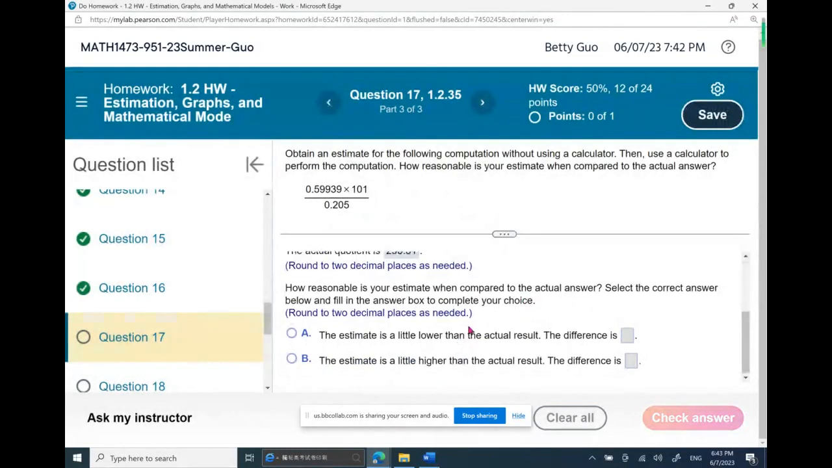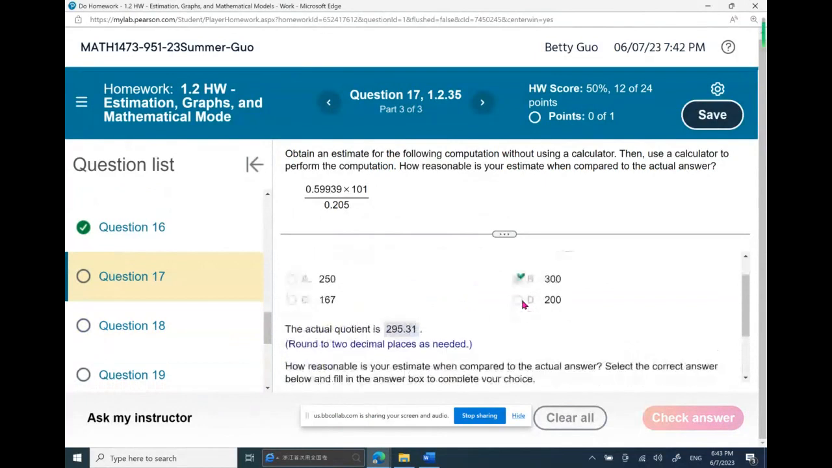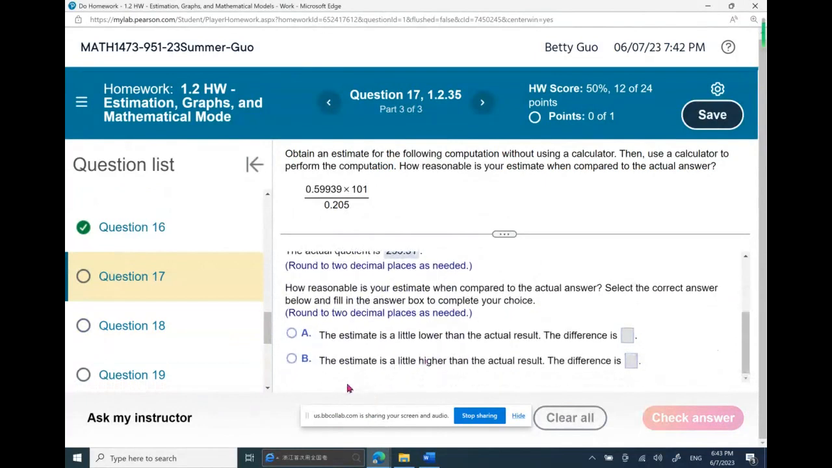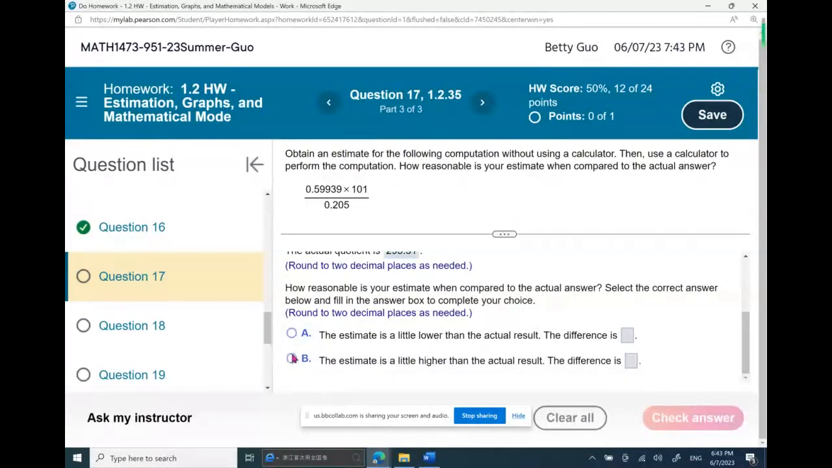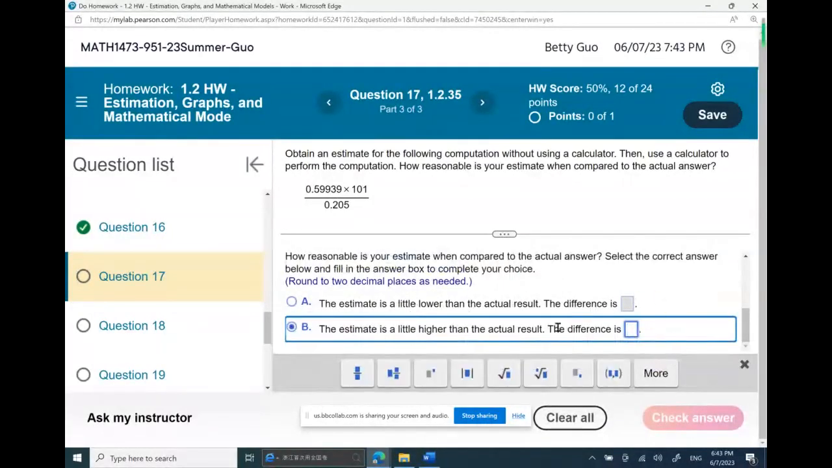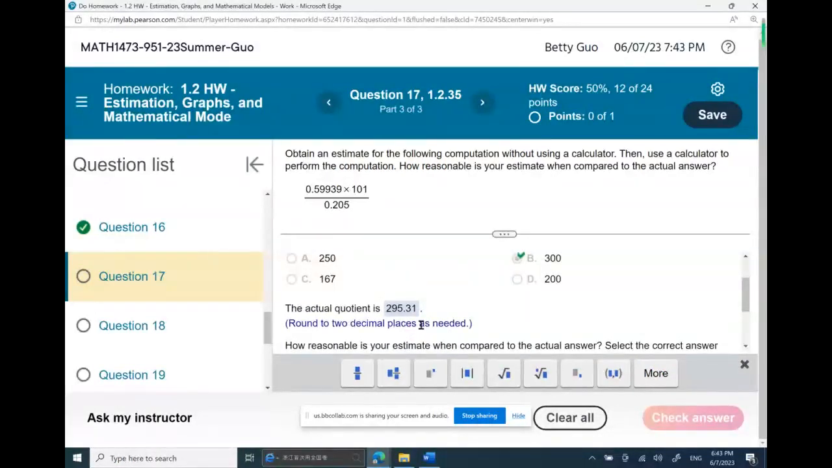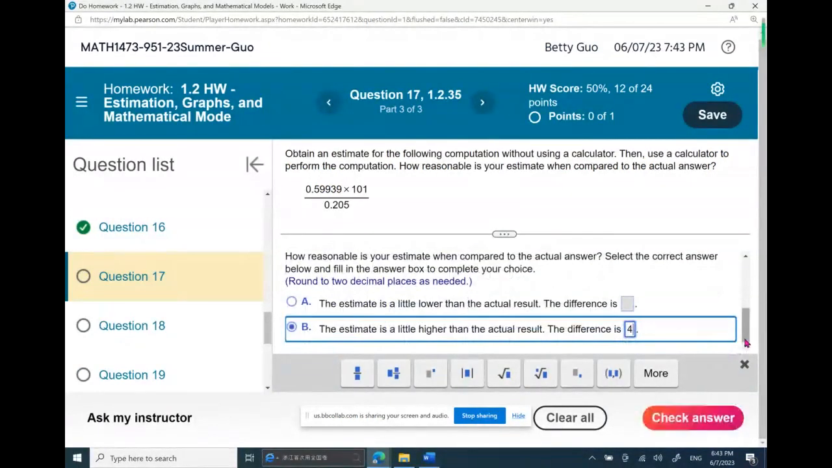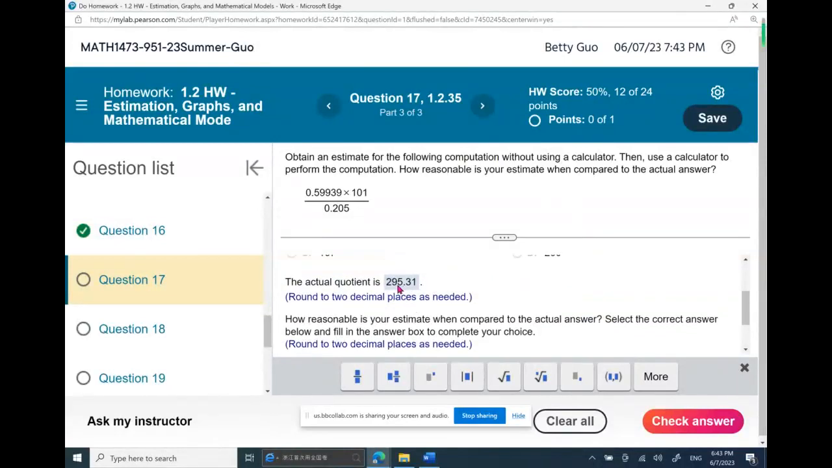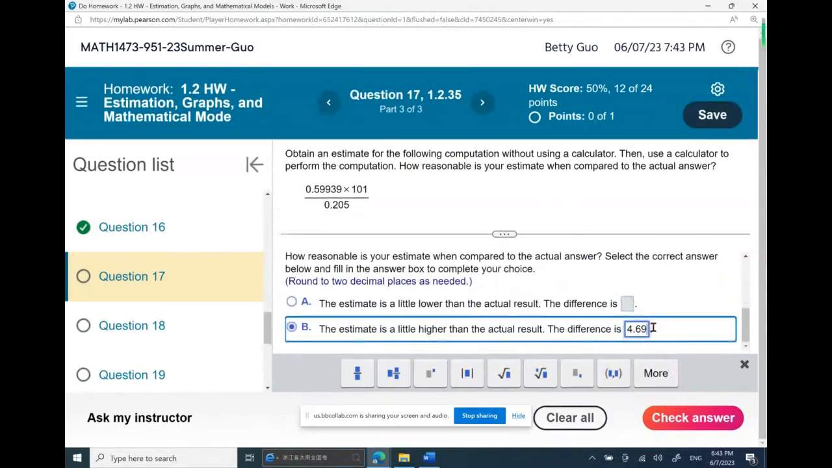Okay, so this number 17. Oh, one more. Not done yet. Okay. So the estimate is higher actually this time. It's a little bit higher. It is reasonable. The difference is 4.69. You just need to use 300 minus 295.31. Okay.